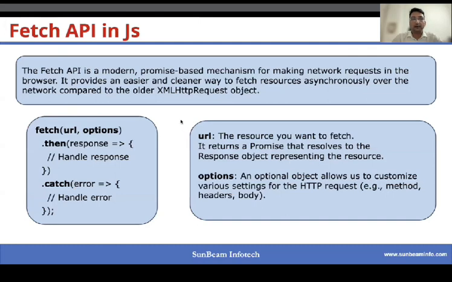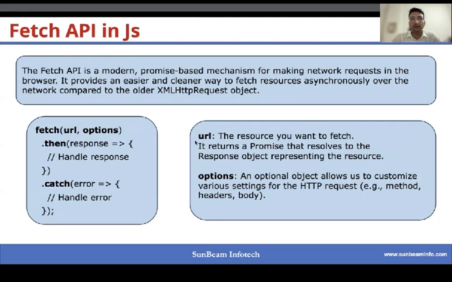The Fetch API is a modern promise-based mechanism for making network requests in the browser. It provides an easier and cleaner way to fetch resources asynchronously over the network compared to the older XMLHttpRequest object. This is the syntax of the fetch function, which takes two arguments.